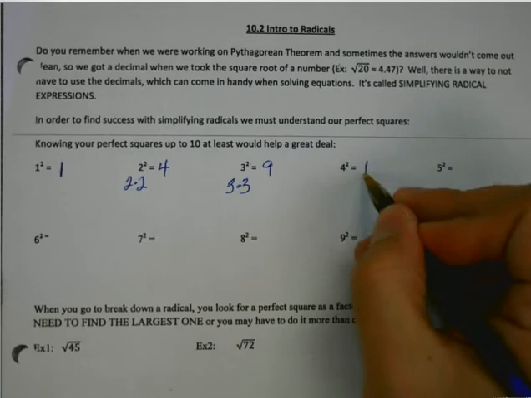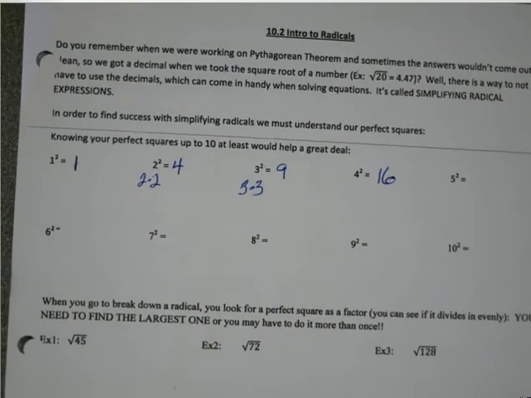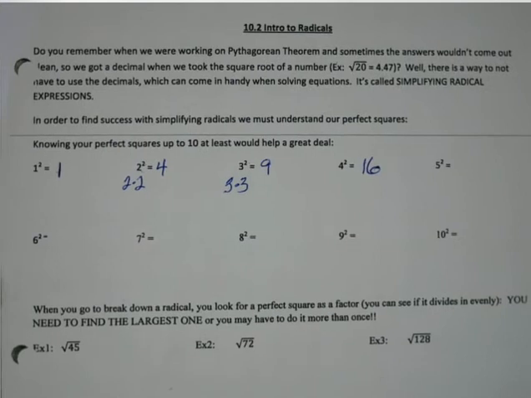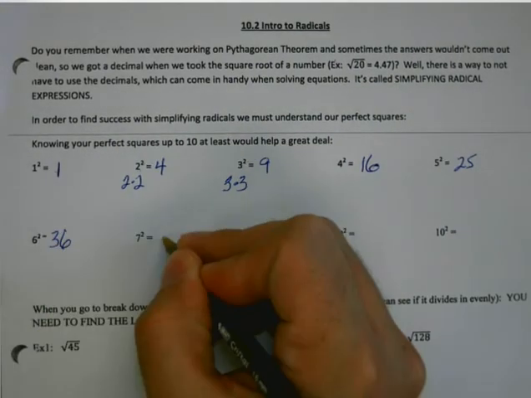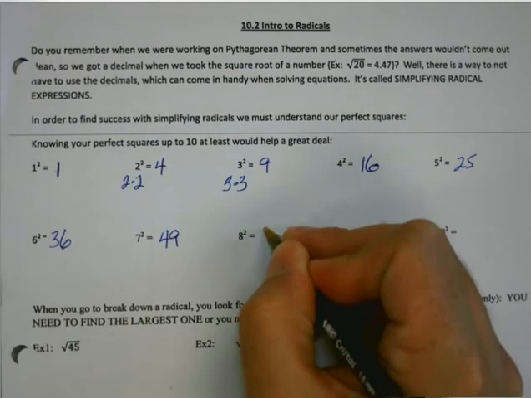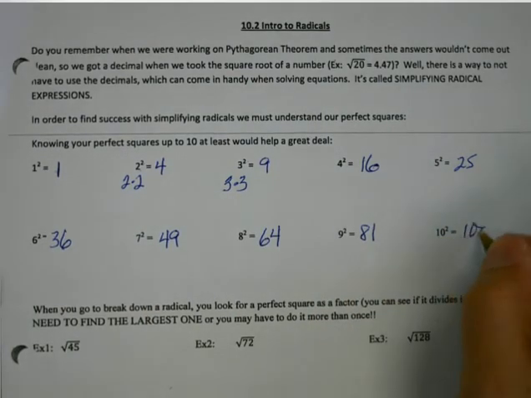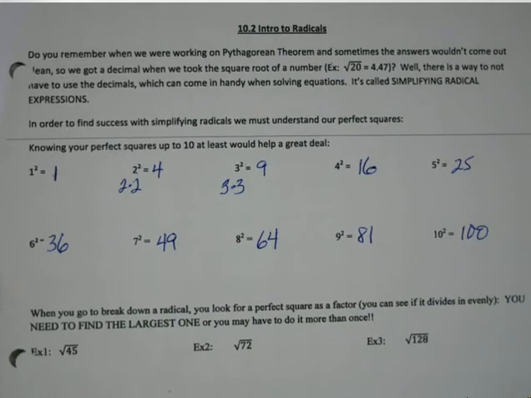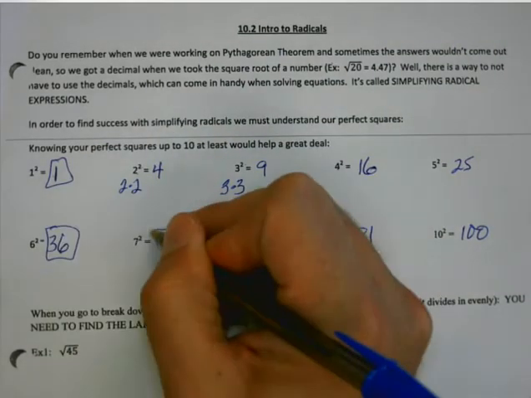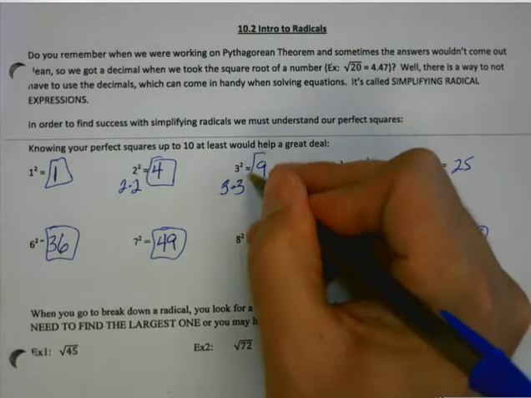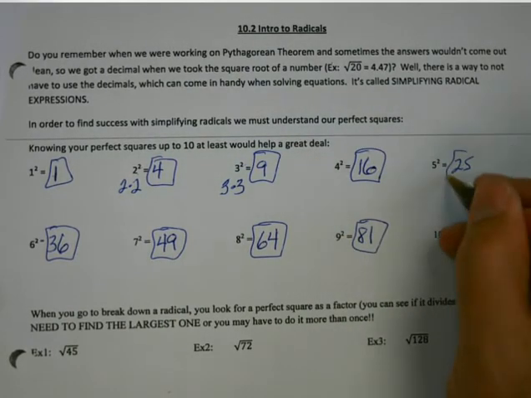4 times 4 is 16. 5 times 5 is 25. 6 squared is 36, 7 squared is 49, 8 squared is 64, we have 81 and 100. These are the basic ones that we're going to be working with. But it's these numbers that are going to be the key to us being able to break down these radicals as we work along in this section.